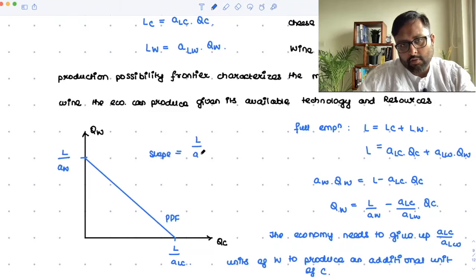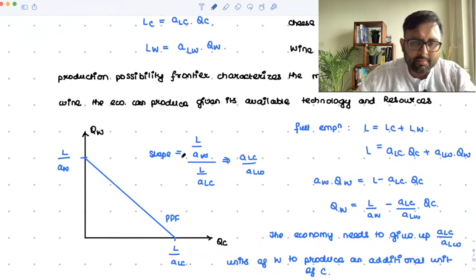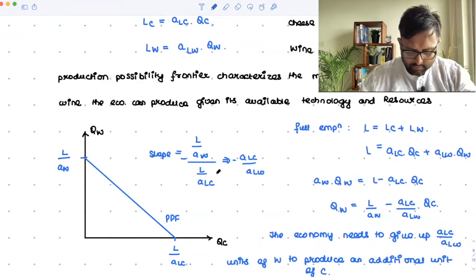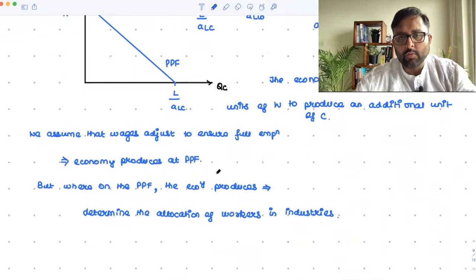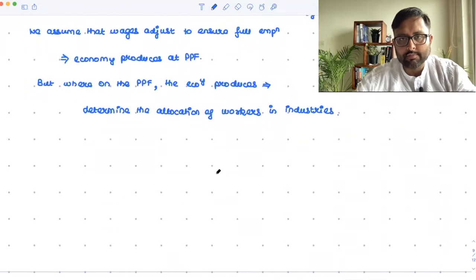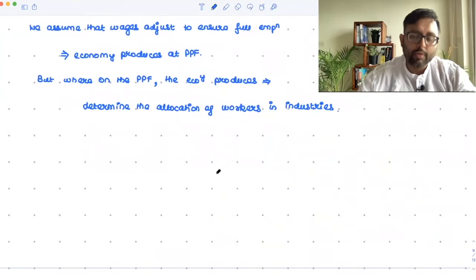Intercept on the y-axis upon intercept on the x-axis. So that is your ALC upon ALW. You can also write it like minus. We generally talk in terms of that we know that this is going to be minus. This is going to be downward sloping.